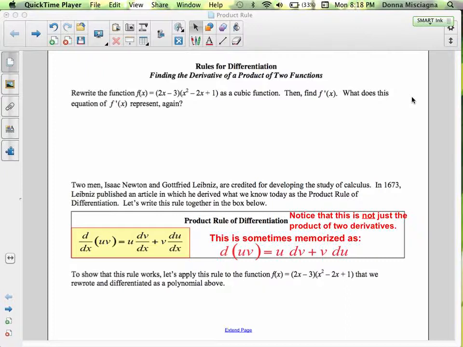Welcome to Rules for Differentiation, finding the derivative of a product of two functions. Rewrite the function f of x equals 2x minus 3 times x squared minus 2x plus 1 as a cubic function. Then find f prime of x.